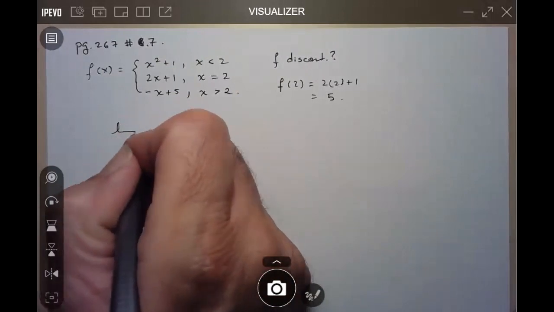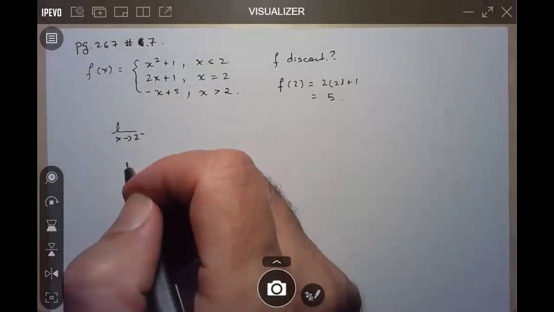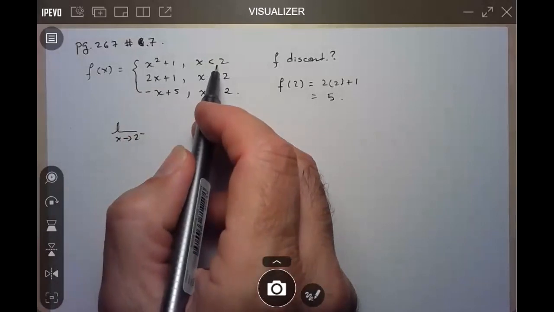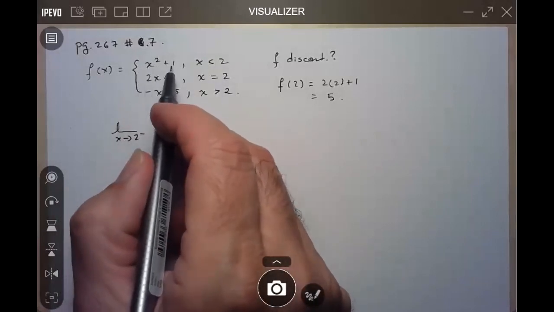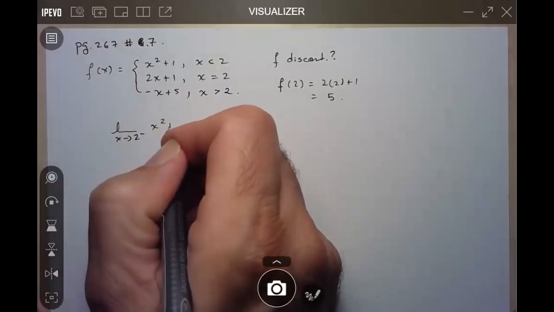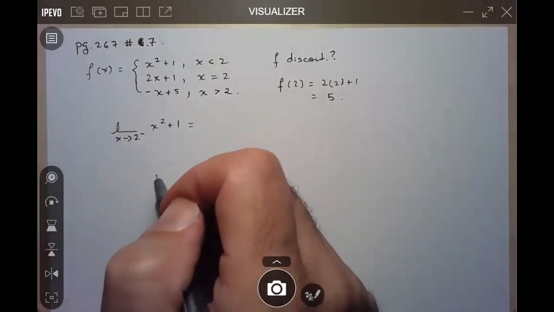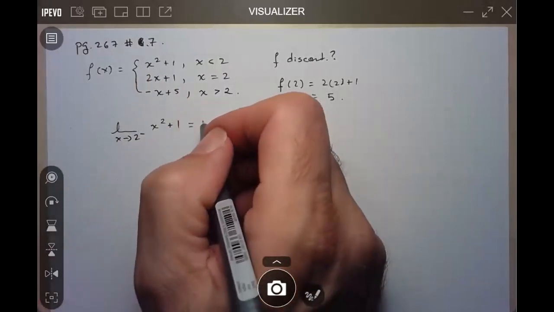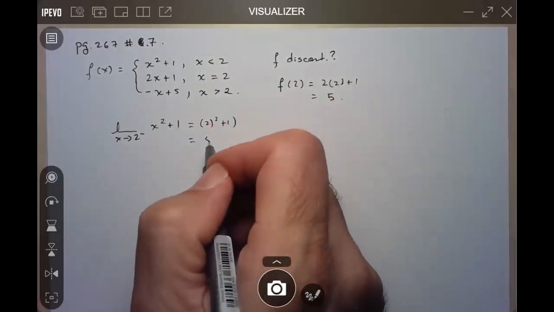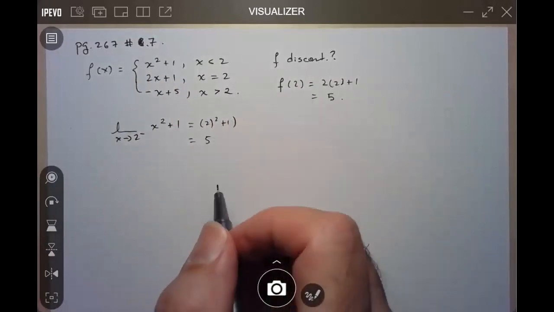Okay, so if I take the limit as x approaches 2 from the left, notice my notation here using the limit notation of f at x. Because I'm approaching from the left, I'm interested in this expression, x squared plus 1. And here, again, I can just input the number because this is a continuous function. So what do we have? We have 2 squared plus 1, and here we have 4 plus 1 is 5. Okay, so far so good. The left-handed limit is equal to the function value.